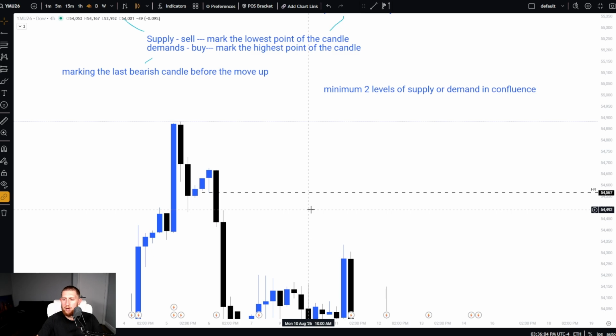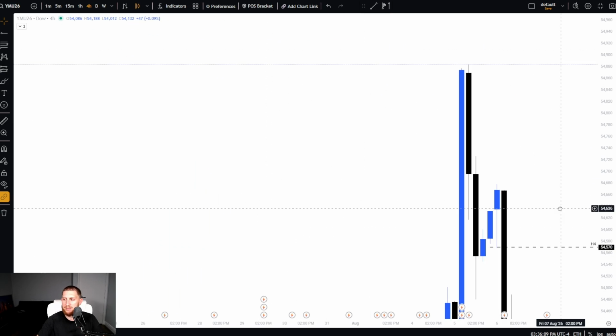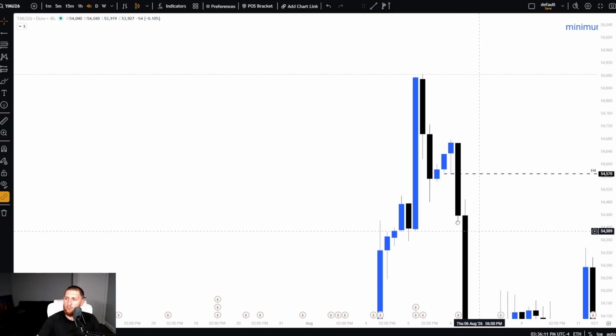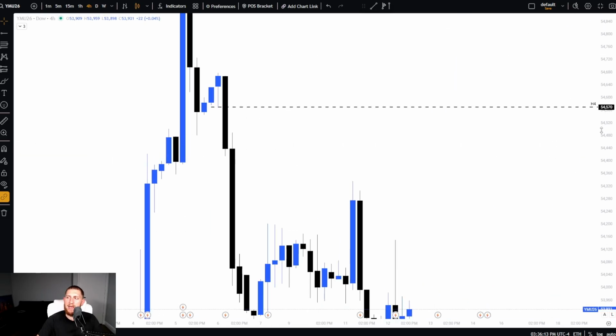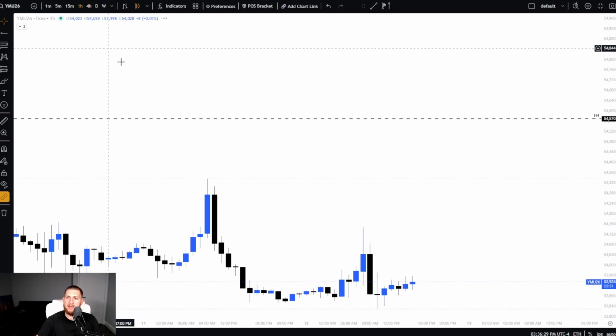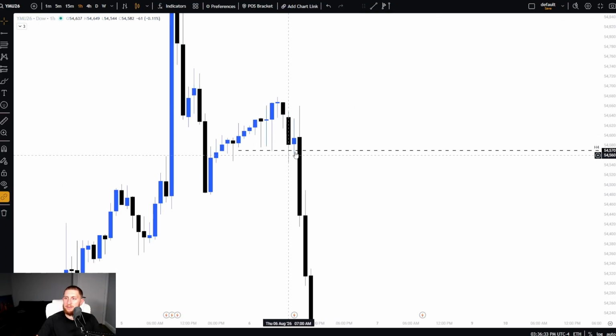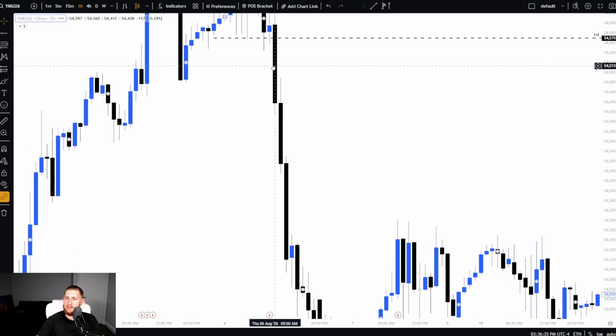So for an example, you see how we have the H4 right here at the very bottom of this candle. If we were to want to enter off of this, I could not enter off this as of right now because that is only 1 level of supply in confluence, aka 1 time frame in confluence. Now, remember, you want to mark it on these time frames. Let's just drop to the H1. Now see this last blue candle before the move to the downside?